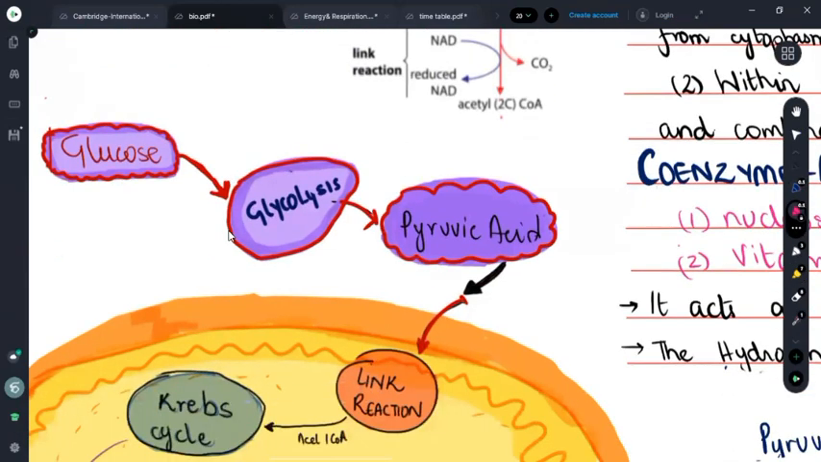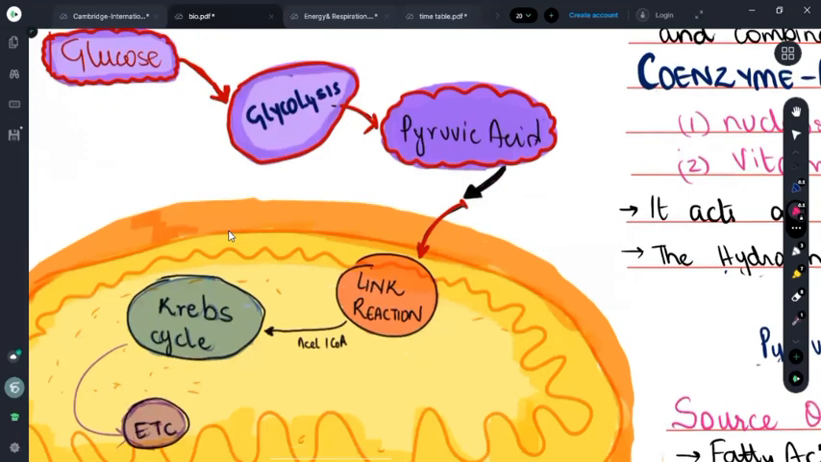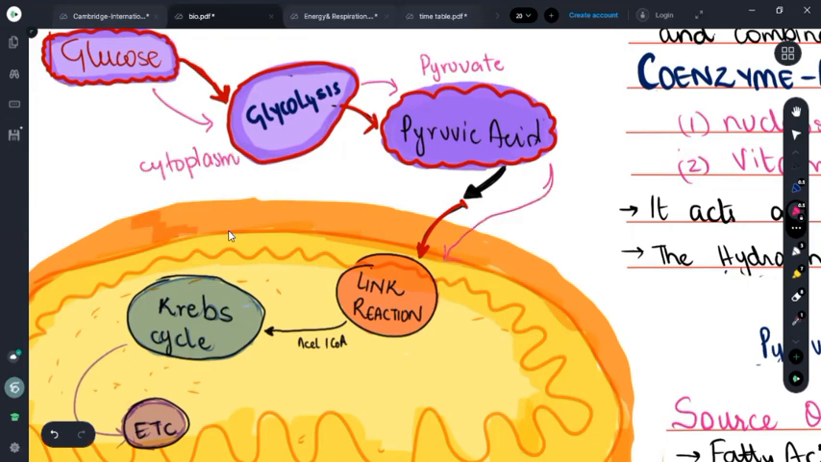Well, what is the location of this link reaction? We can clearly see in this illustration that glucose enters into glycolysis. Glycolysis forms a product called pyruvic acid, or we can also name it pyruvate. The place where this glycolysis happened was the cytoplasm of the cell, right? Now, pyruvic acid from the cytoplasm enters into the mitochondria, the mitochondrial matrix, where it takes part in the link reaction. So, the pyruvate enters into the link reaction.